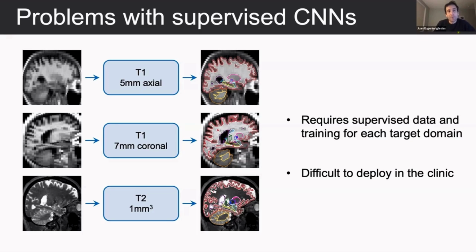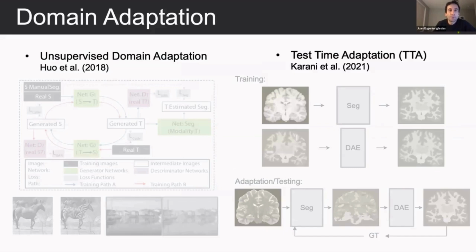Something else you can try is to say, okay, let's say I have one network trained on T1s, or 1 millimeter T1s, and use domain adaptation. We could have a whole workshop on domain adaptation, but just to name two representative techniques and papers, the one on the left is unsupervised domain adaptation.